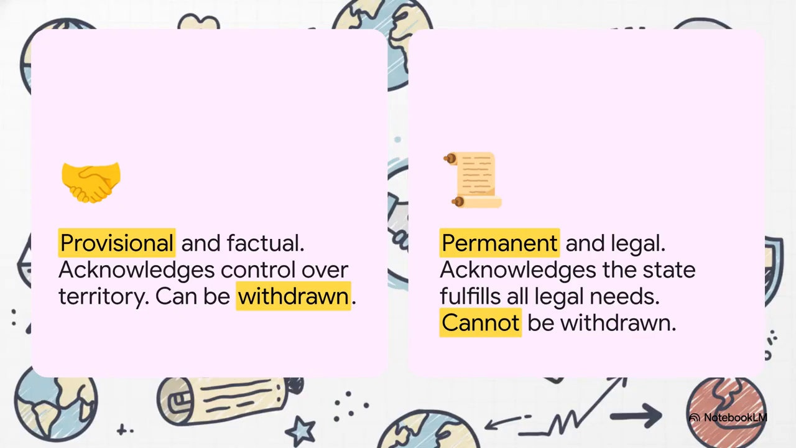So how does a new player get into the game? Well, you can't just declare yourself a state and call it a day. Other states have to recognize you. And this happens in 2 main flavors. De facto recognition is kind of like a trial run. It's other countries saying, okay, we see you're in control of this piece of land, so we'll deal with you for now. But de jure recognition, that's the real deal. It's permanent, it's legal, and it means you're fully welcomed into the club as a true sovereign equal.